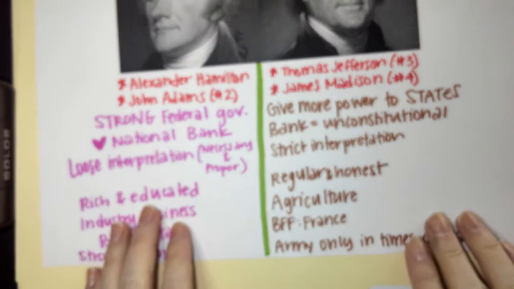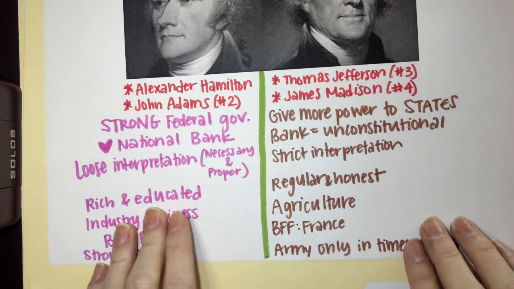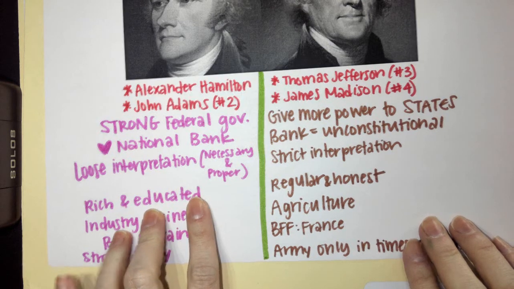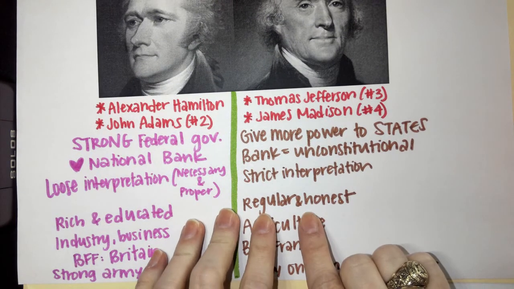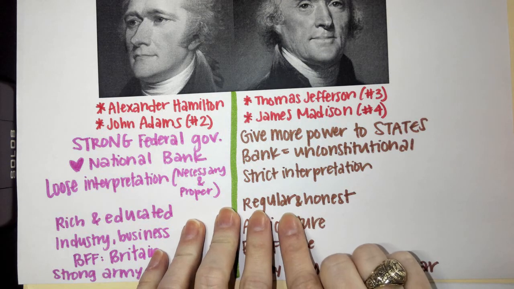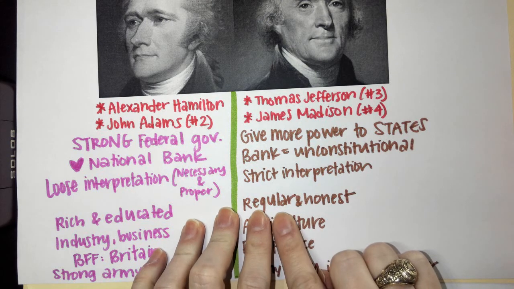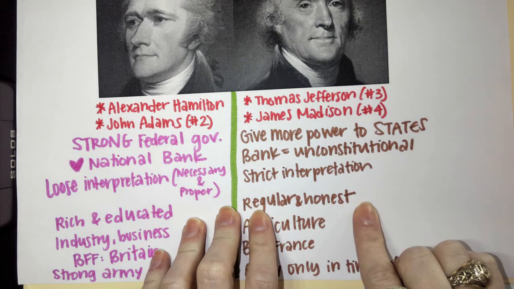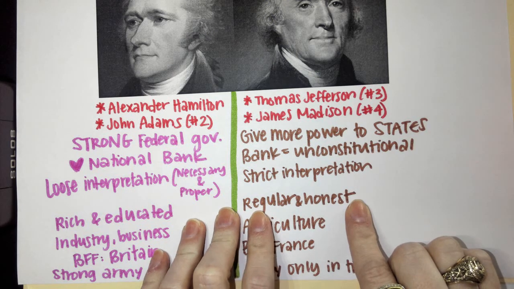Okay? Now, the Federalist Party is mostly supported by rich and educated individuals, mostly in the North. And Democratic-Republicans feel like it would be better to have more regular people because they felt that more common people, more ordinary people were more honest in the government. They're going to be supported more by people of the South.